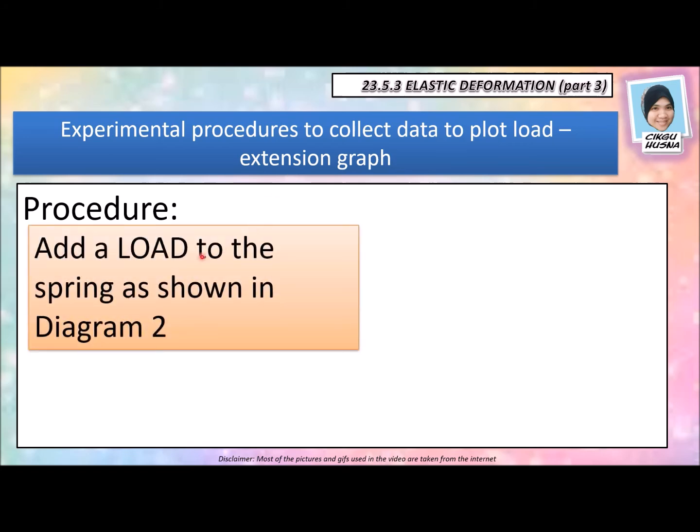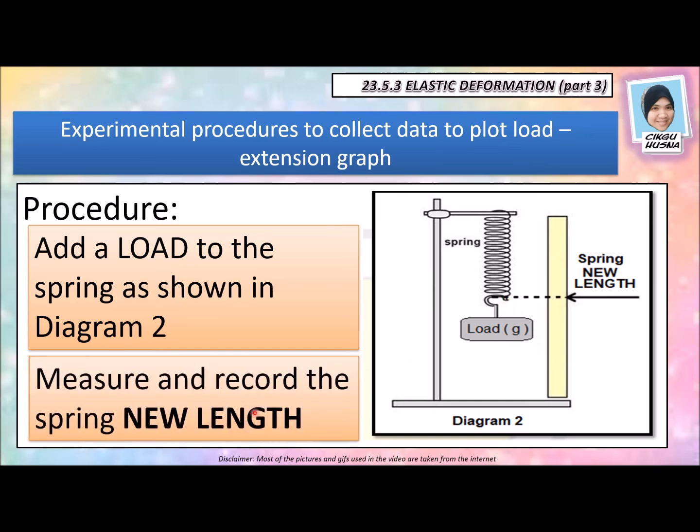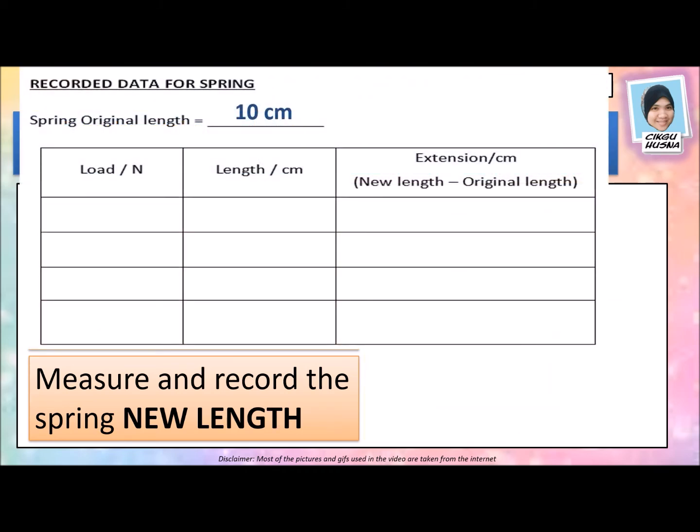Next, you add a load to the spring as shown in diagram 2. Now, you put a load under the spring. You will have a new length. So again, using the ruler, you will measure and record the new length. In your data table, you put in the length and the force or the load that you are using. So you are using 10 Newton. For 10 Newton, let's say the new length is 12 centimeter.